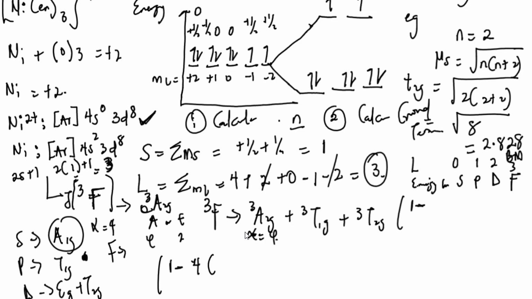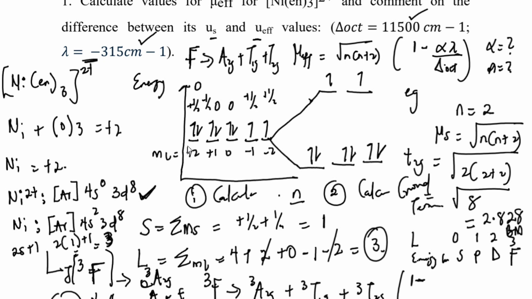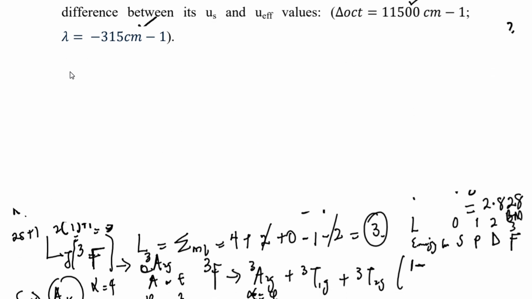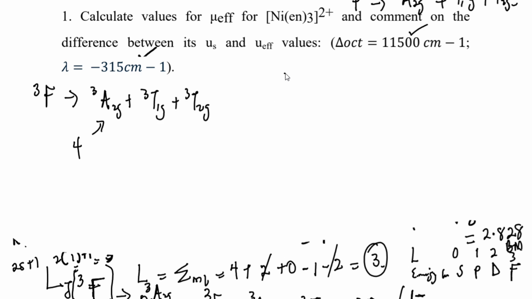So the value for this, in the question, we have this to be negative 315 per centimeter. So erase some part of the board. So we're going to have the term symbol to be 3F, right? So it splits to 3A2g plus 3T1g plus 3T2g, right? So we have this calculation: 1 minus alpha lambda over the octahedral splitting, right?